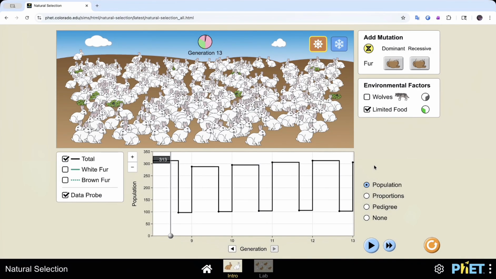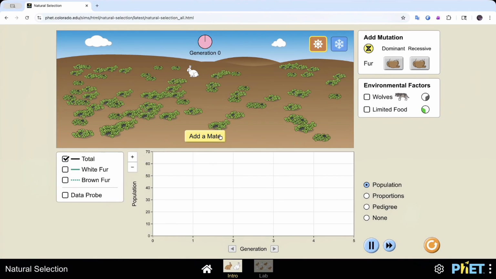Ready? Now let's begin Challenge 2. Click the orange restart button in the bottom right corner to reset the simulation. Click Add a Mate and watch the population grow until we reach Generation 3.